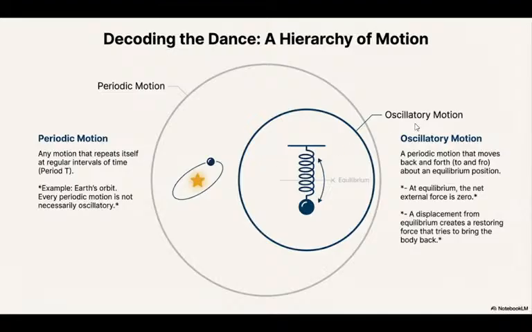Number two is oscillatory motion. What is that? A periodic motion that moves back and forth, to and fro, about an equilibrium position. At equilibrium, the net external force is zero. A displacement from equilibrium creates a restoring force that tries to bring the body back.